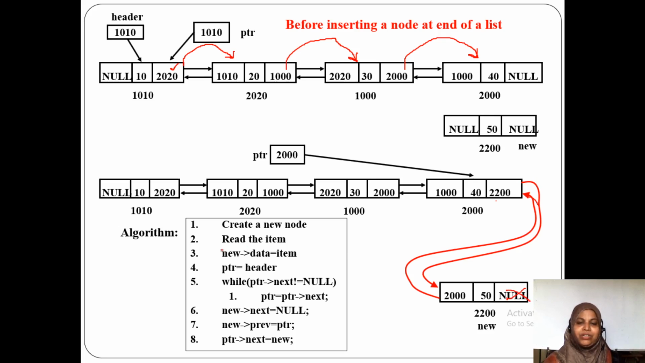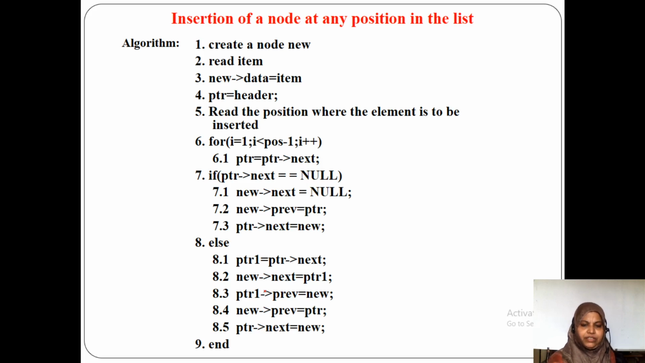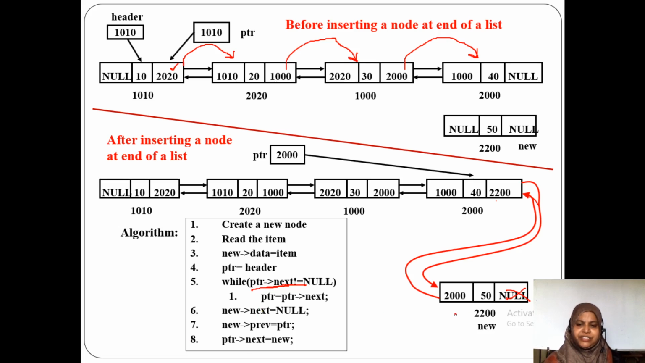See here, create a node. First, we have to read this one. PTR is the header, that's it. Here we have to check PTR next not equals to null. Every time we have to make this check, right? Next is right here. New next is null. New previous is this one. This PTR is pointing to the 2000. So we are inserting this node, right?